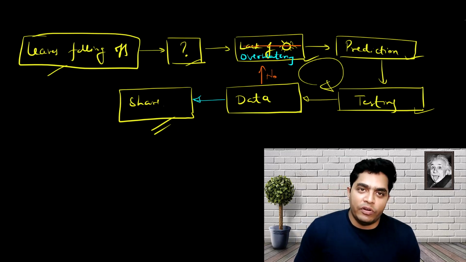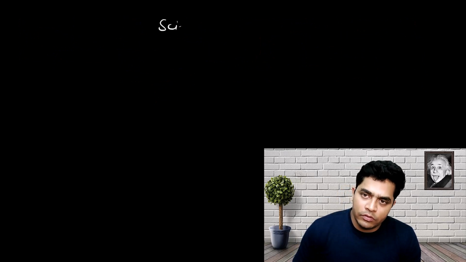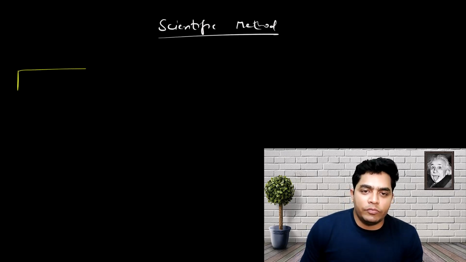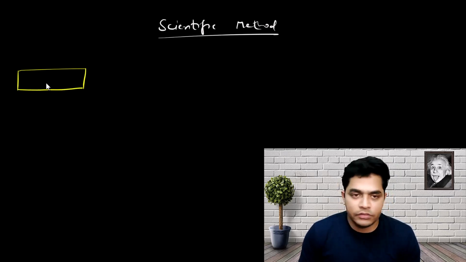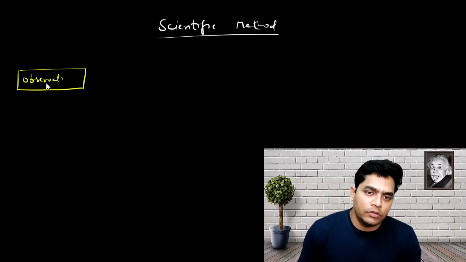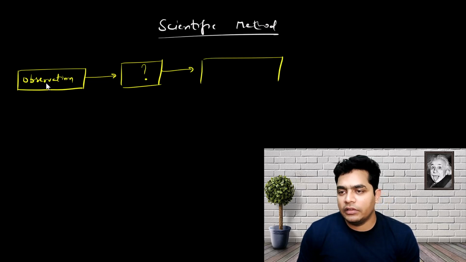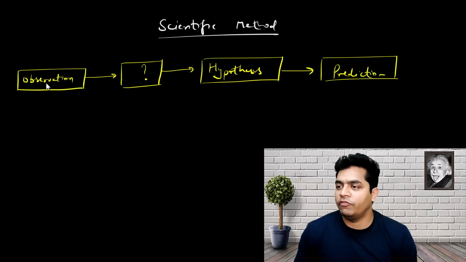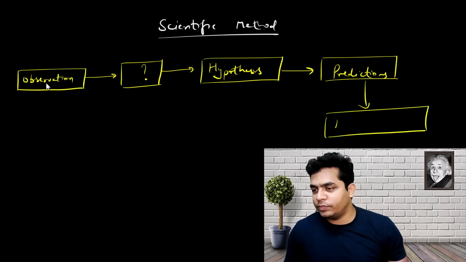So guys, in a formal way, what is the scientific method? It starts with an observation. Then we have to ask a question. We then have to make some assumptions, or you can say a hypothesis. Then we have to make predictions based on the hypothesis: if we do this test, we should get this result. So naturally, the next step is experimentation.